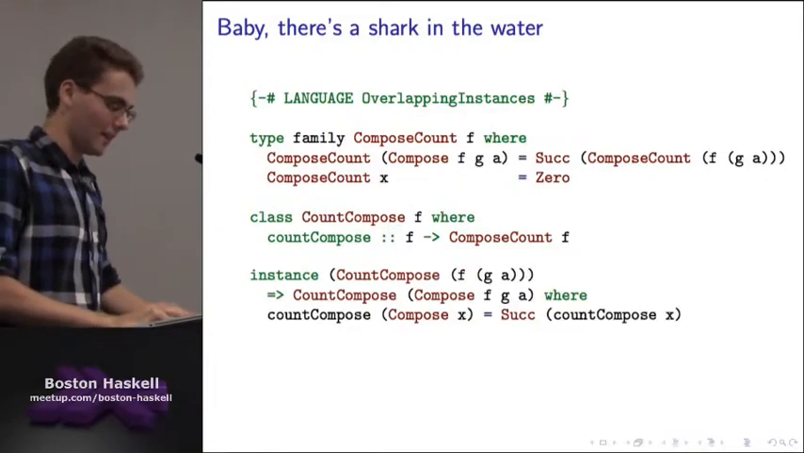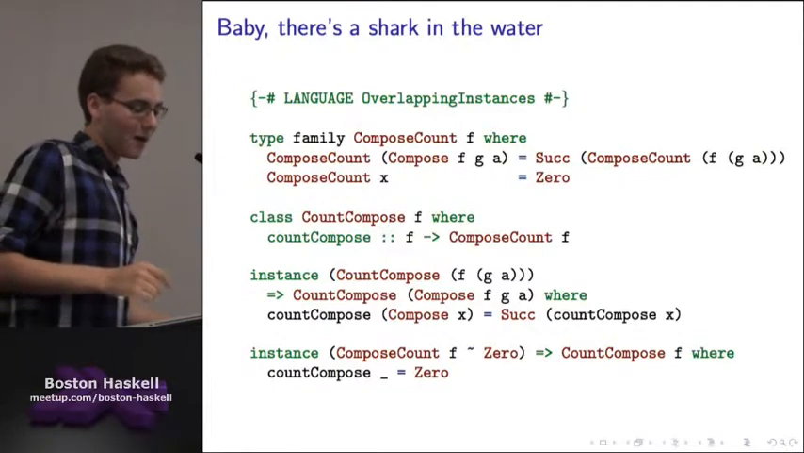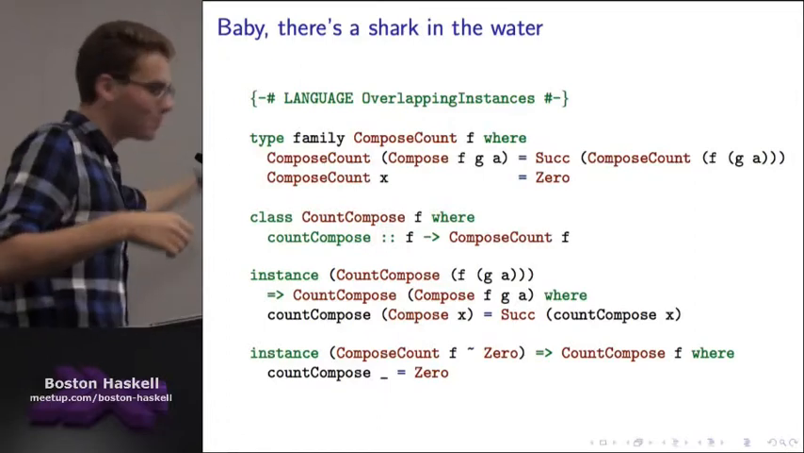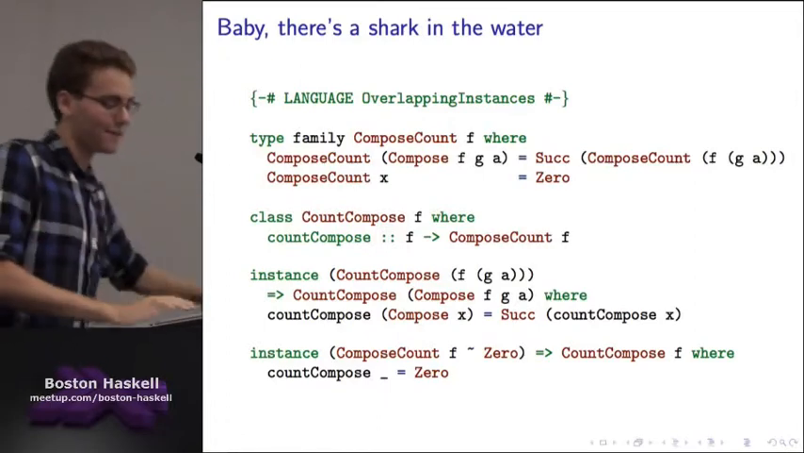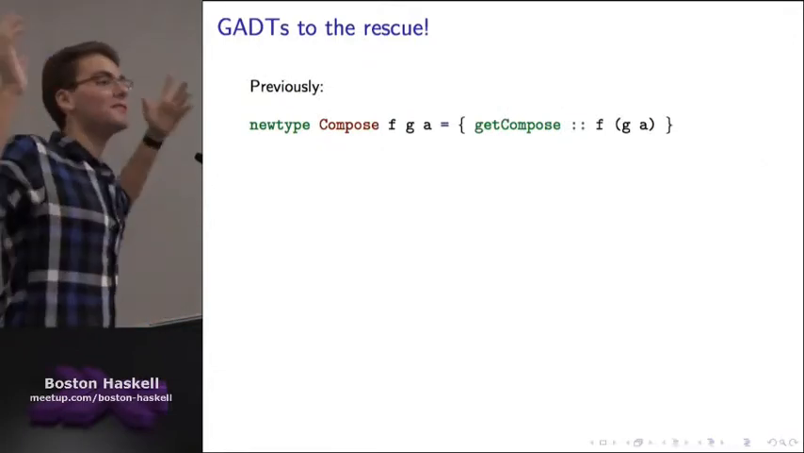Because I did this very bad thing where I had to select my instance based on a constraint, and I had this universal instance that would match any f. Not fun. So, GADTs to the rescue.